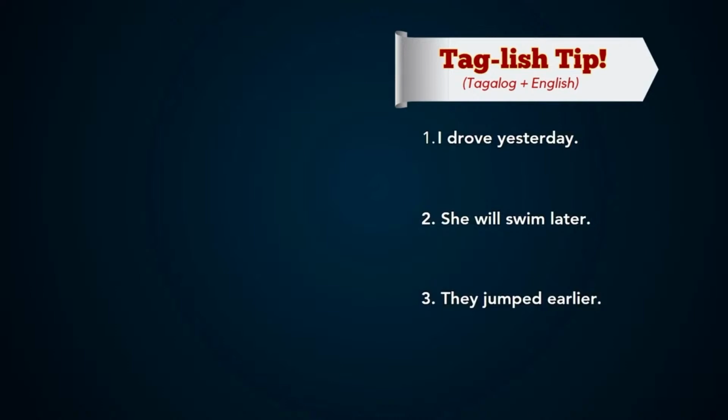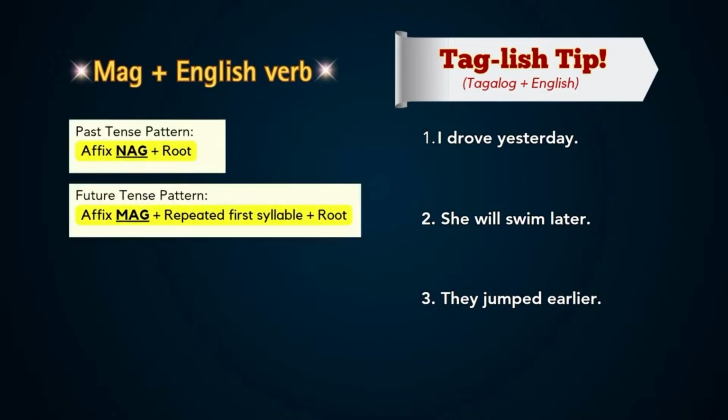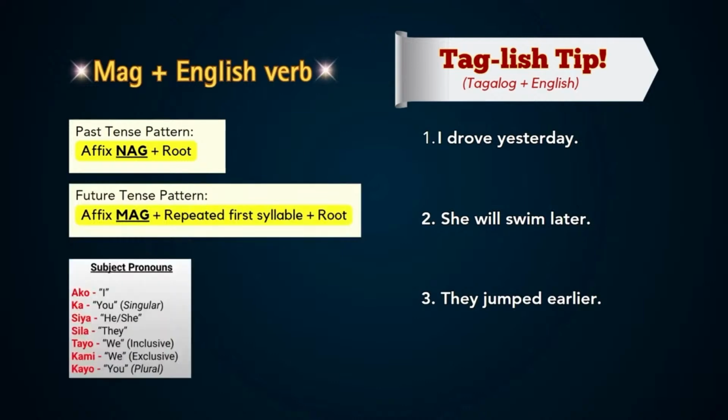I drove yesterday. She will swim later. They jumped earlier. We didn't learn these verbs. We didn't learn to drive. We also didn't learn to swim or to jump. But you can always turn them into a mag verb. So that means mag plus the English verb. Then conjugate it like you would in the past or the future as a mag verb. And then you can use subject pronouns in your sentence.